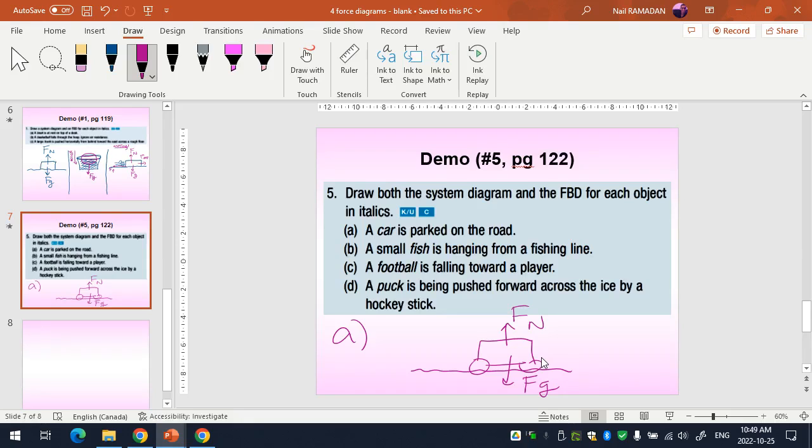Yes. Next one. A small fish is hanging from a fishing line. What new force are we going to introduce now? Tension, because a line is basically like a string. Hanging means, is it sliding down, sliding up, or just keeping its position? It's hanging. It's hanging.